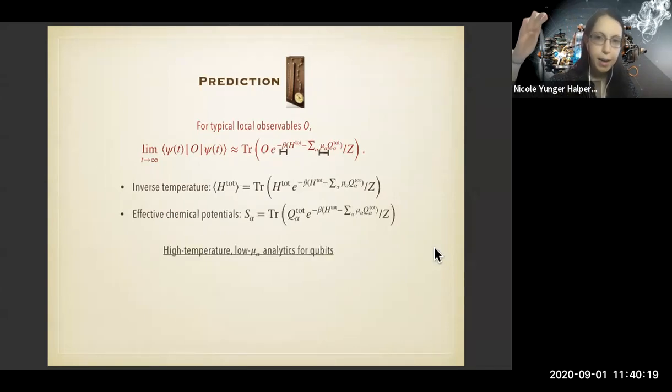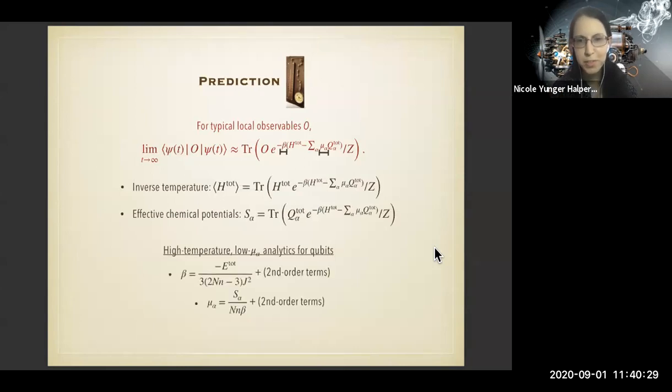If the temperature is high and the chemical potentials are low, then you can solve analytically for beta and the mu's perturbatively. The forms of these expressions are not very important, so I'm not going to talk very much about them. I just wanted to show that this calculation is possible.